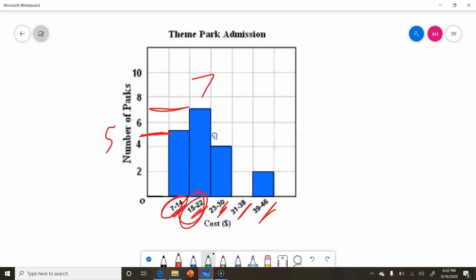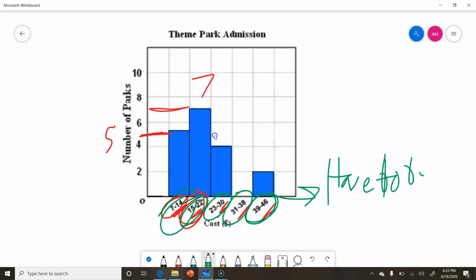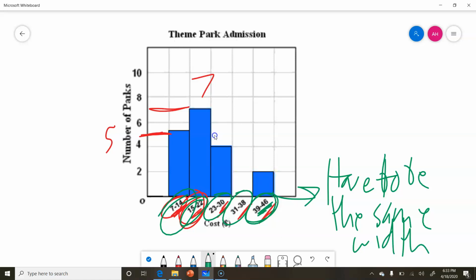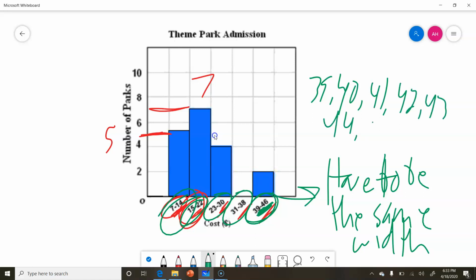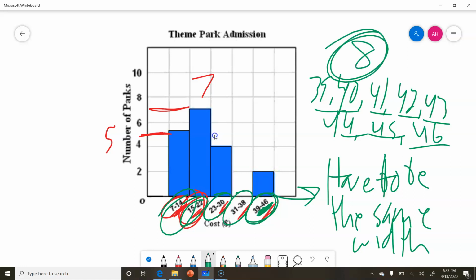The key part when you make one of these is that the intervals, the ones I'm circling in green, have to be the same width. That means they have to be the same amount apart. You see how this is 39 to 46? That's 7 spaces in between them, but it's actually a total of 8. If you include 39, 40, 41, 42, 43, 44, 45, and 46, see how many: 1, 2, 3, 4, 5, 6, 7, 8. So they're 8 wide, which means every one is going to have to be like that. You don't just get to choose how wide you make them.